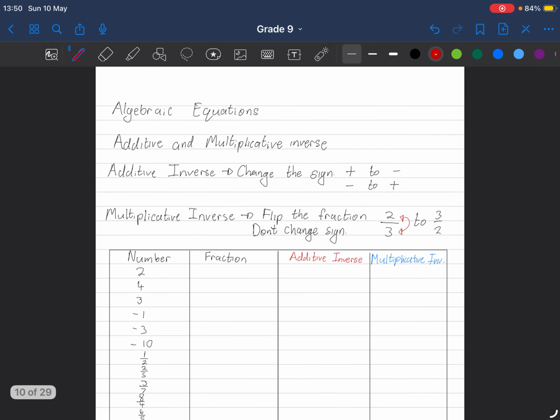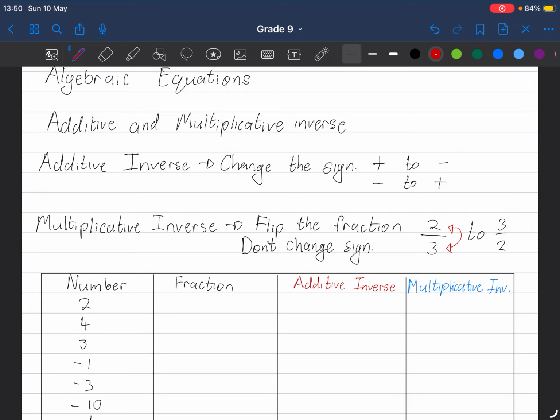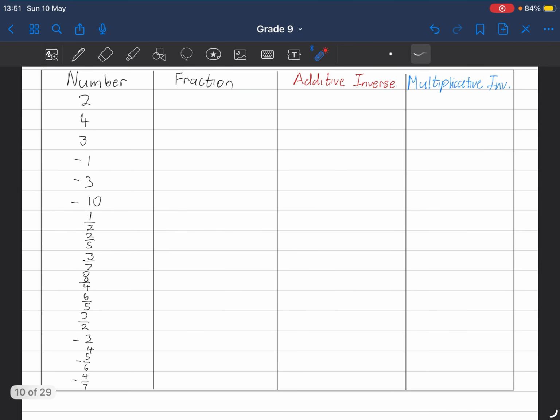We're going to begin learning about algebraic equations soon. So there's a couple of things that we need to remember. Two things that are particularly important and can get examined independently are additive and multiplicative inverses. So before we go and do that, let's have a look at this.